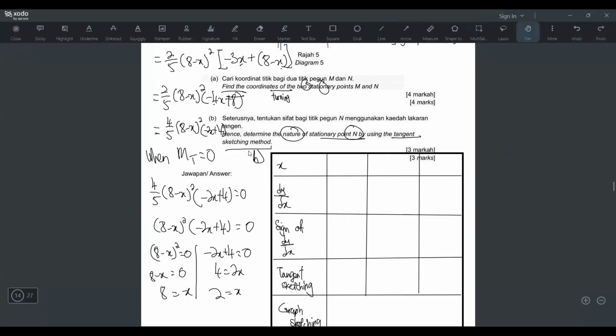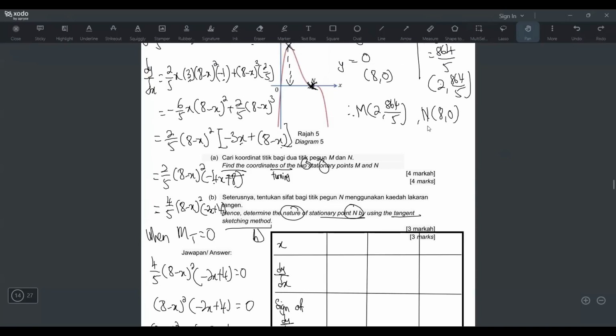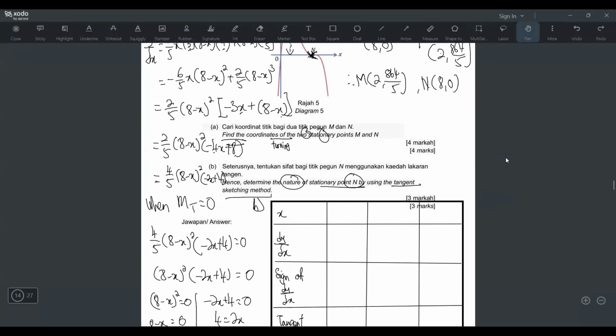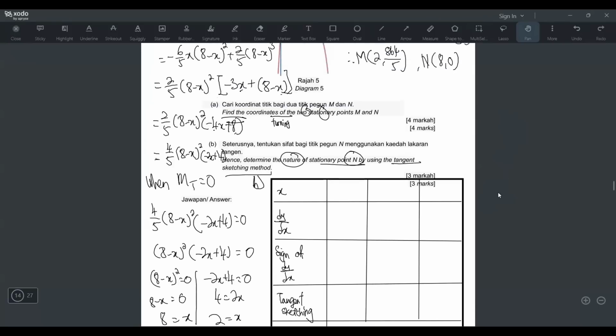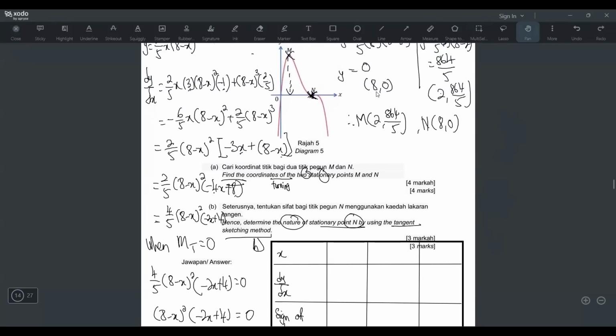All right, if you want to know whether point N is a minimum or maximum or inflection point, you can use the second derivative method, but they want us to use the tangent sketching method. So the tangent sketching method looks like this. You draw a table. First we write down the x coordinate of the turning point, which is 8. But the 8 you write in the middle like this, right?